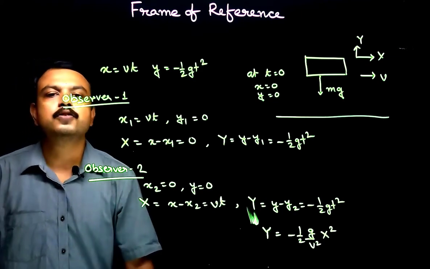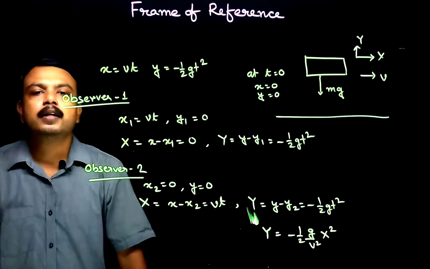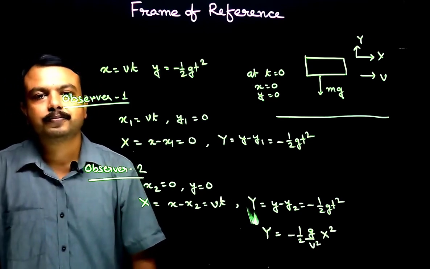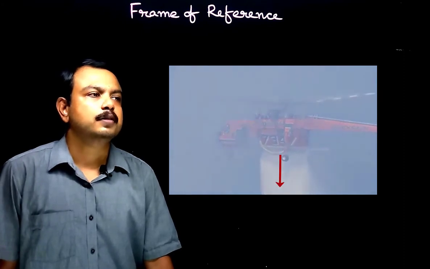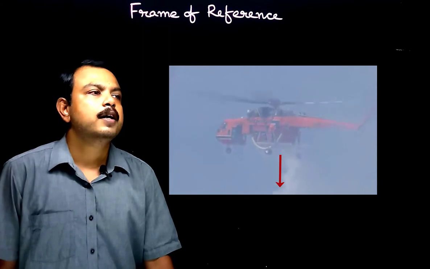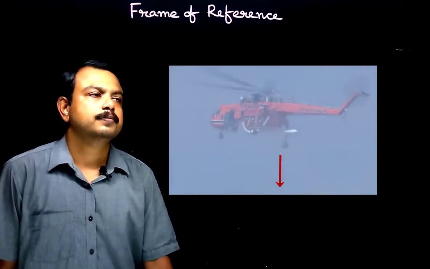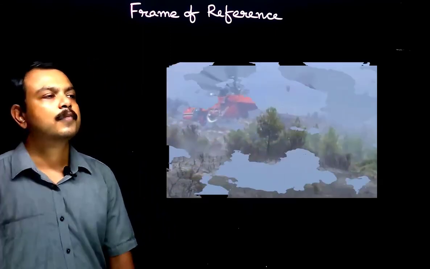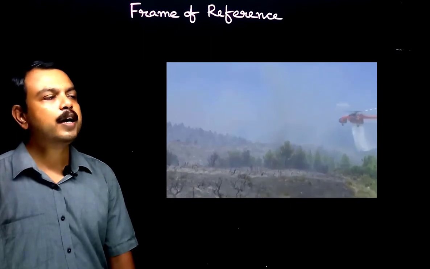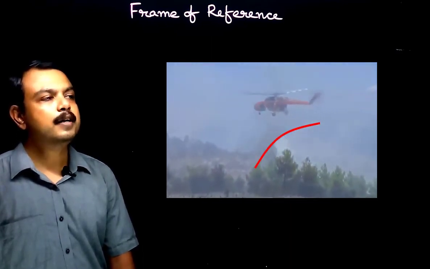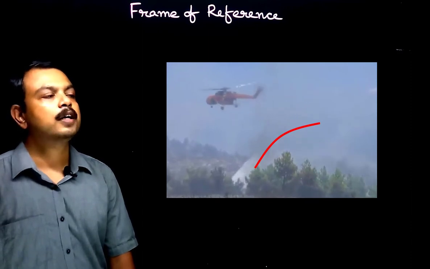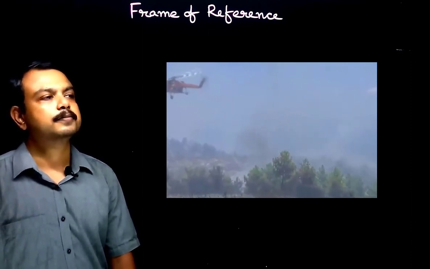Now let us see these two things happening in real life examples. In this first clip, the camera is locked on the helicopter. We can clearly see the trajectory of water falling down is a linear trajectory. In this clip, the camera is locked with the surrounding. Here we can clearly see the water is following parabolic trajectory.